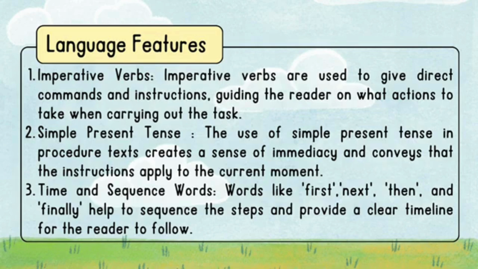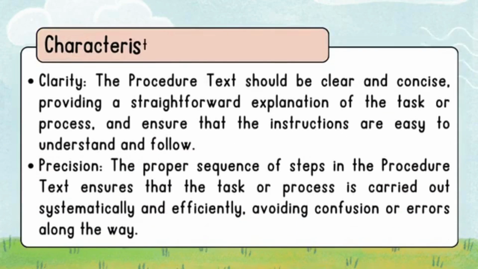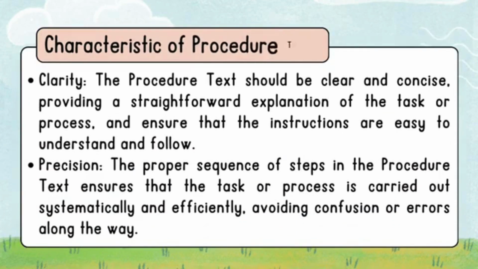The use of simple present tense in procedure text creates a sense of immediacy and conveys that the instructions apply to the current moment. Time and sequence words. Words like first, next, then, and finally help to sequence the steps and provide a clear timeline for the reader to follow. Next, characteristics of procedure text.